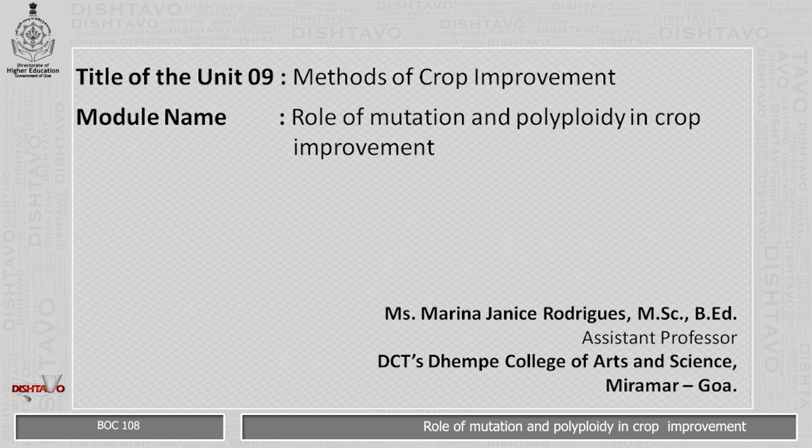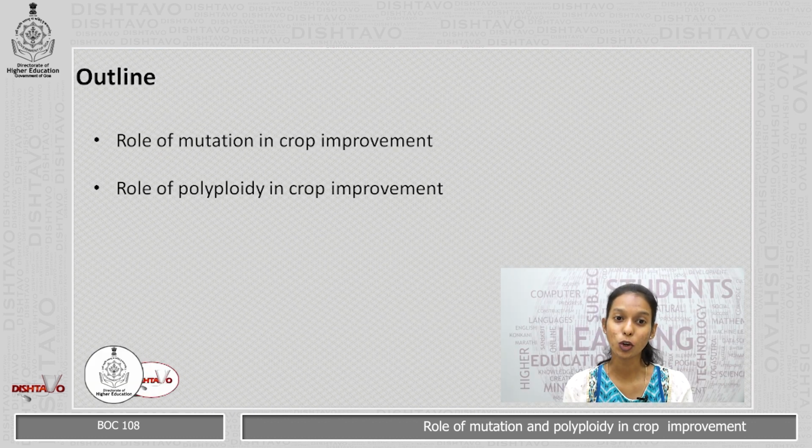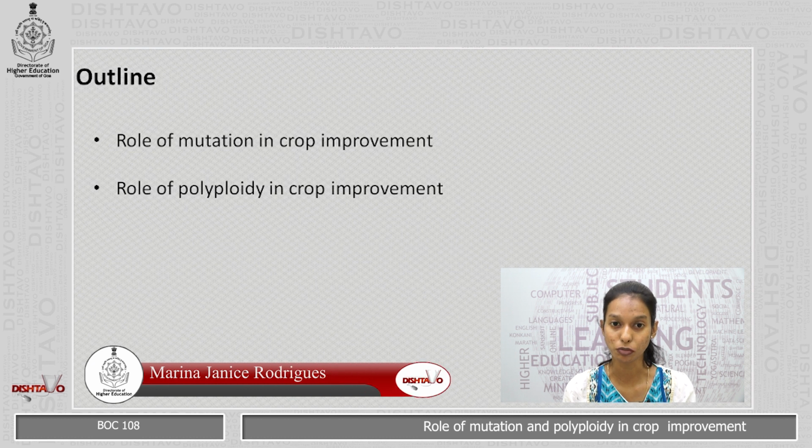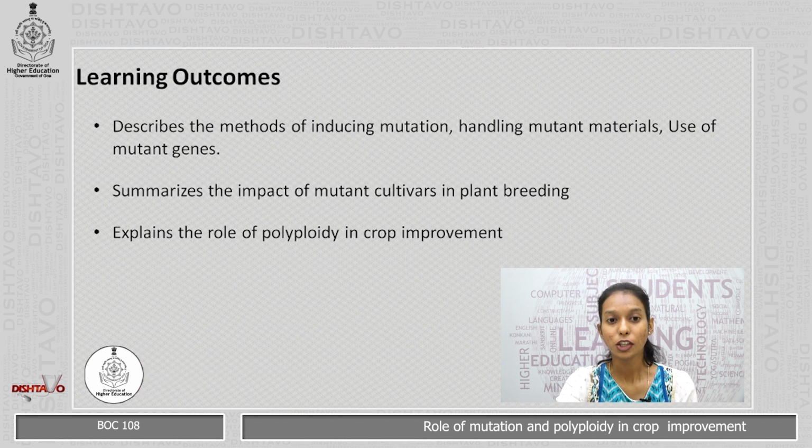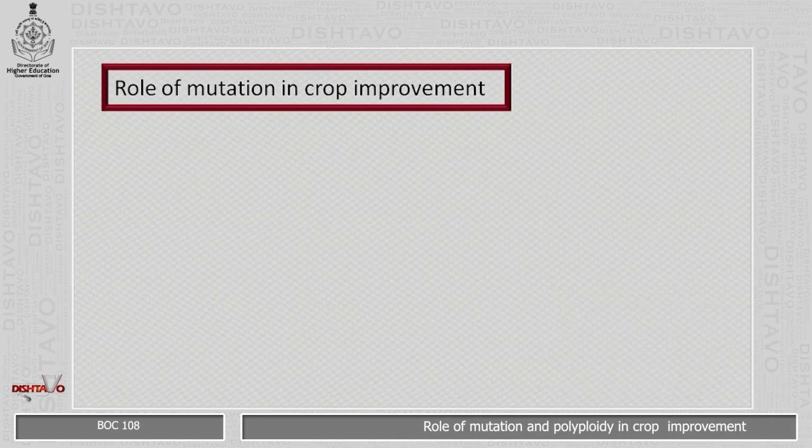In this module, you will be learning about the role of mutation in crop improvement and the role of polyploidy in crop improvement. By the end of this module, you will be able to describe the methods of inducing mutation, handling mutant materials, use of mutant genes. You will be able to summarize the impact of mutant cultivars in plant breeding and also explain the role of polyploidy in crop improvement. Let us begin.